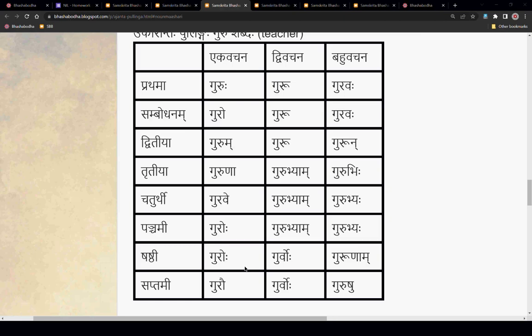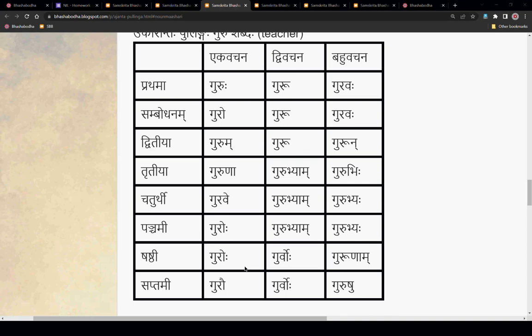What other words did we see with U? Pullinga. Shishuhu. Kasya Dugdham? Shashti of Shishu is Shishoho. Shishoho Dugdham. When you are using the words, note the lingam. Dugdham is what lingam? Napuskalinga. Similarly, Kasya Prakashaha?